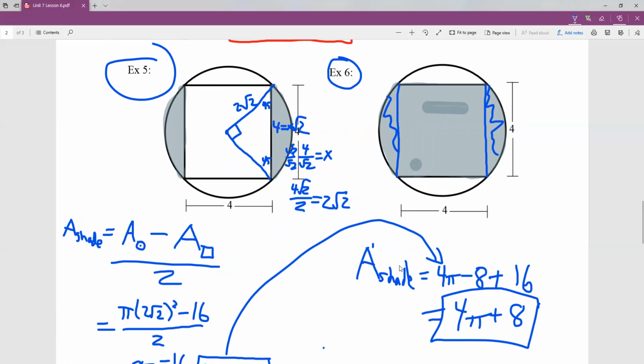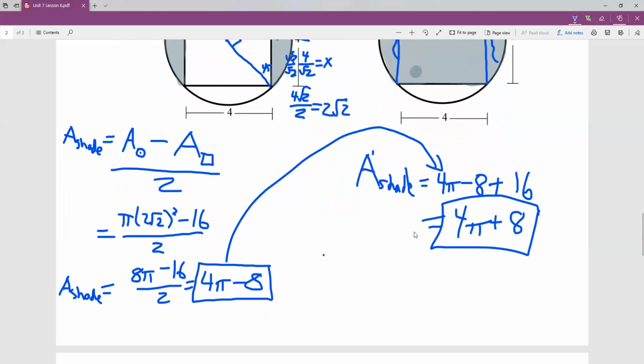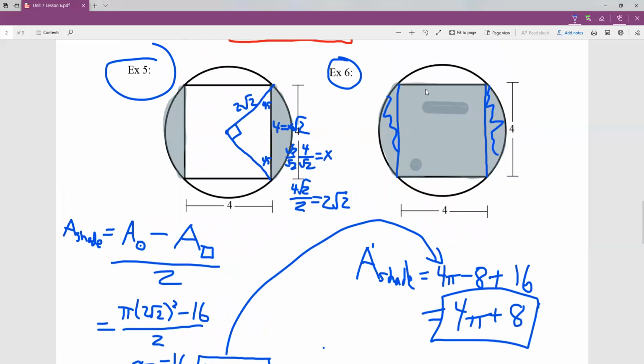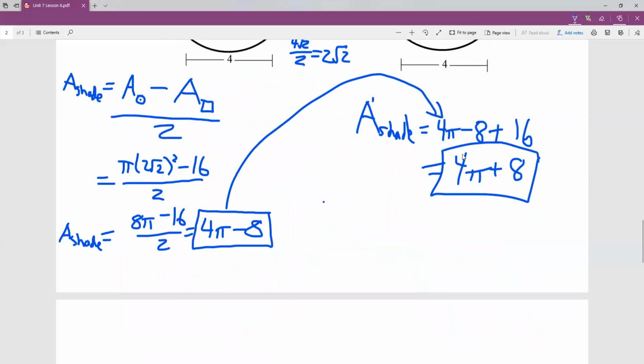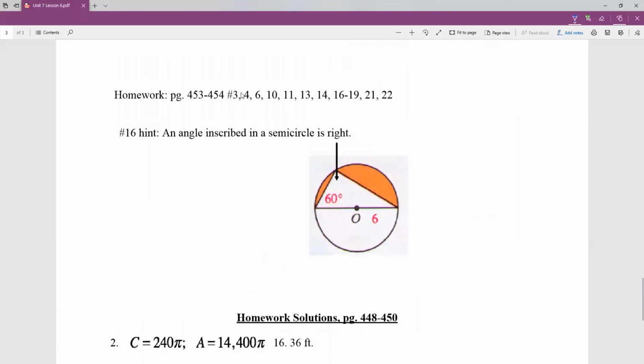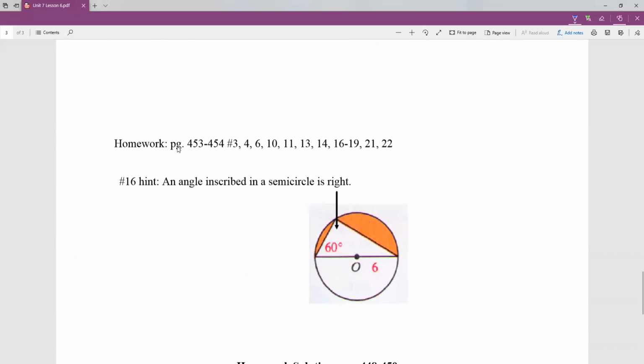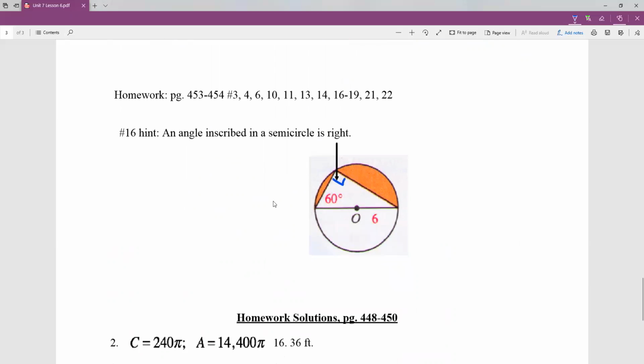Now that's one way to do it. My task for you guys is, is there another way to do example 6 that maybe uses no prior knowledge from the example before? I want you guys to try to figure that out. Your homework's down below, number 16: an angle described in a semicircle is right. So this is a right angle, just know that.